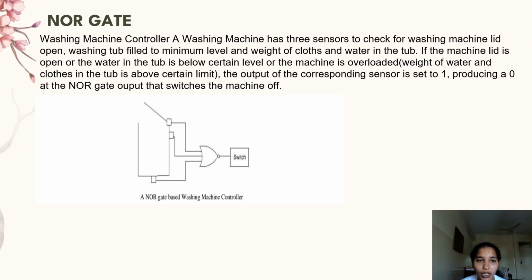Application of NOR gate. Washing machine controller. A washing machine has three sensors to check for washing machine lid open, washing tub filled to minimum level, and weight of clothes and water in tub. If the machine lid is open, or water in the tub is below a certain level, or the machine is overloaded, the output of the corresponding sensor is set to 1, producing a 0 at the NOR gate output that switches the machine off.